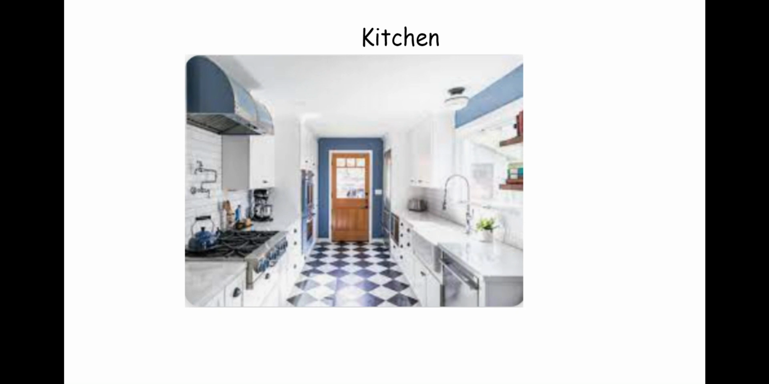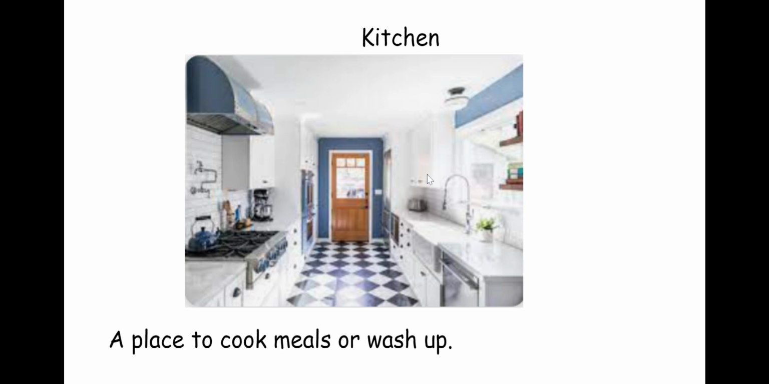So here we go, kitchen. So I've got a very small kitchen, but a very long kitchen. Okay, and that door there goes onto my driveway at the back. So here we got the kitchen. A place to cook meals or wash up. So I don't cook. My husband cooks. I wash up. So I'm on that side washing up and my husband's on the other side cooking. So that's the kitchen.